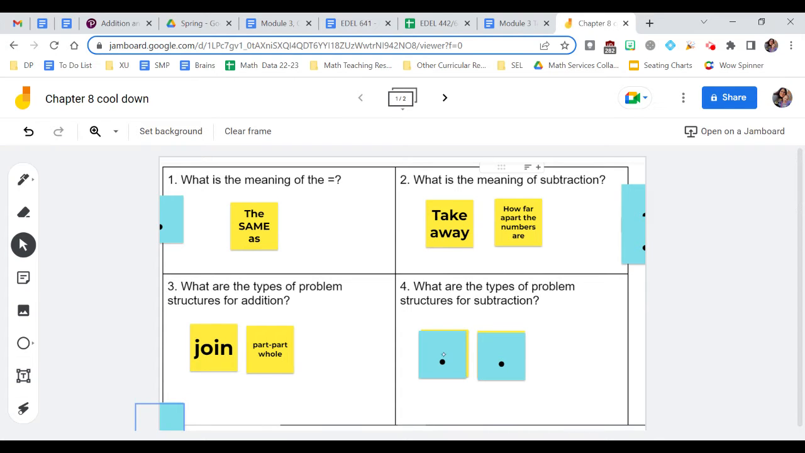When we look over at subtraction, the ones that we sorted out as subtraction are usually taking from. And then also another subtraction situation that students often struggle with is comparing. So how much more does one have than the other, or how many fewer? Those are all subtraction situations. You might solve them with addition, but they are subtraction structures.